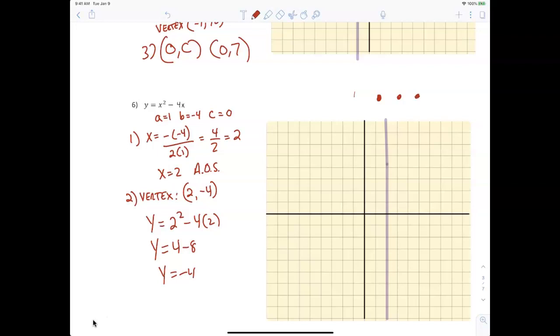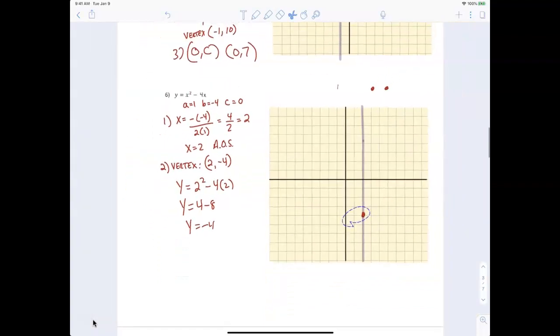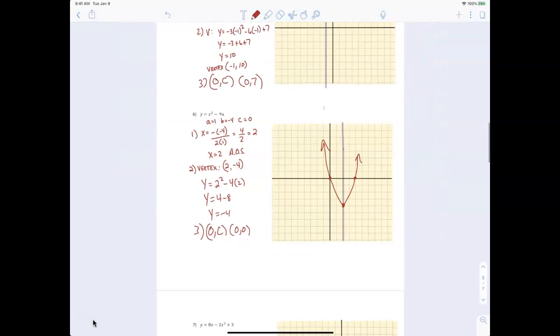So here we go, we're going to plot 2, down 4, 1, 2, 3, 4. Now our y-intercept is 0, c, which in this case is 0, 0. So let's take this point, and here's 0, 0. Take this point, I'm 2 away, count 2 over. Now I can draw the graph this way, and then we're going this way. So again, that is the technique for graphing a quadratic in standard form.